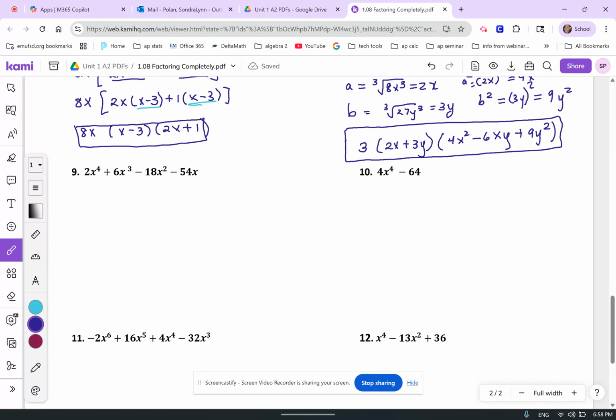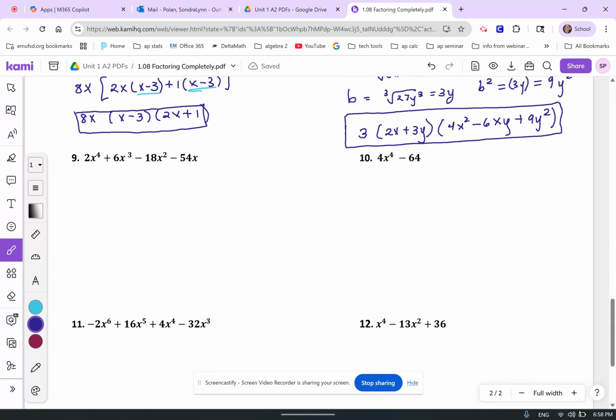We're going to try one more together. Let's do problem number 9. So very first thing is the GCF. I know 2 is in common to all terms. I know x is common to all terms, so I factor it out. 2 divided by 2 is 1. X to the 4th divided by x is x cubed. 6 divided by 2 is 3. X cubed divided by x is x squared. Negative 18 divided by 2 is negative 9. X squared divided by x is x. Negative 54 divided by 2 is negative 27, and x divided by x is 1.